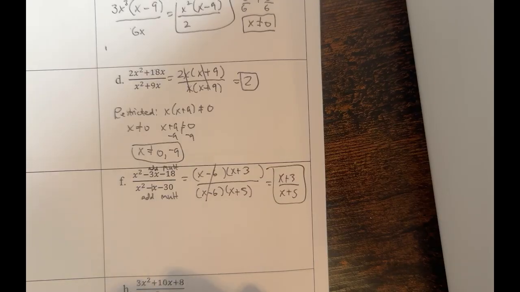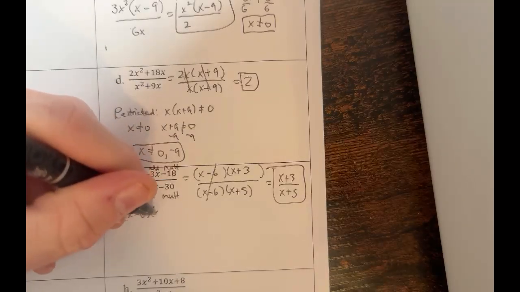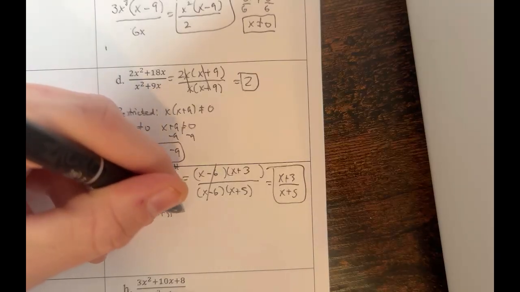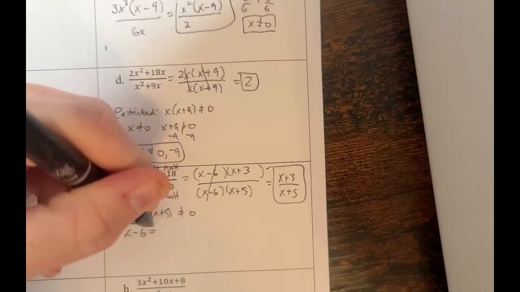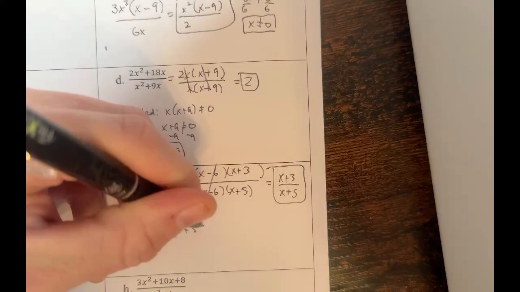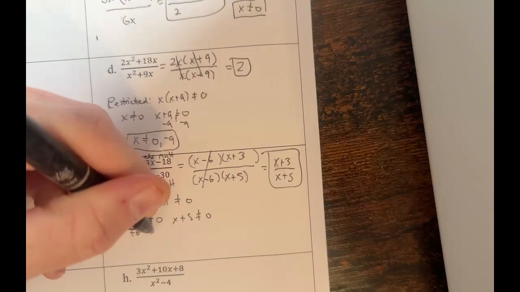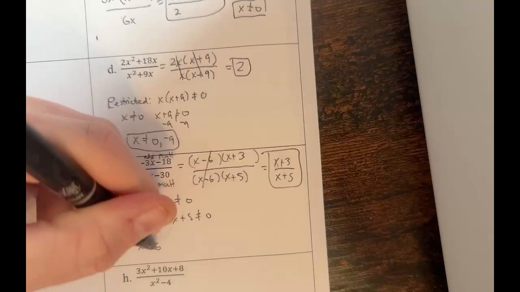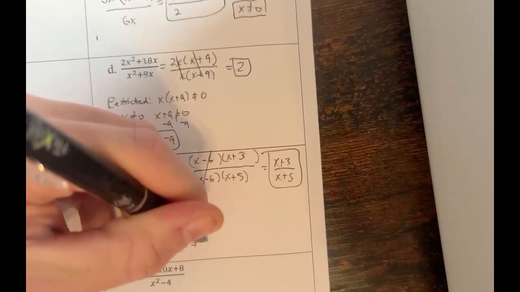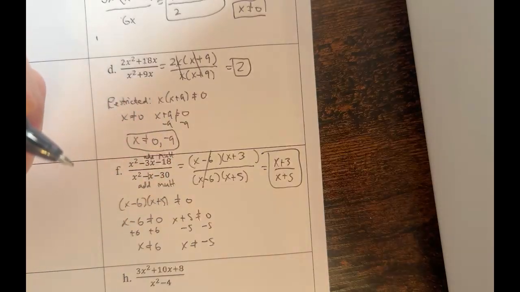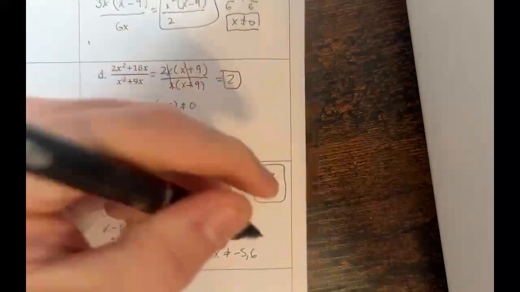Now, restricted values, remember, the bottom cannot equal 0, so x minus 6 times x plus 5 cannot equal 0. So I'm going to set each one equal to 0. Remember, the slash through the equals just means it cannot equal. Add 6, x cannot equal 6. Subtract 5, x cannot equal -5. So these are my restricted values, -5 and 6.